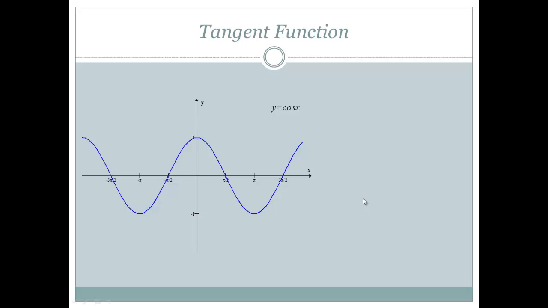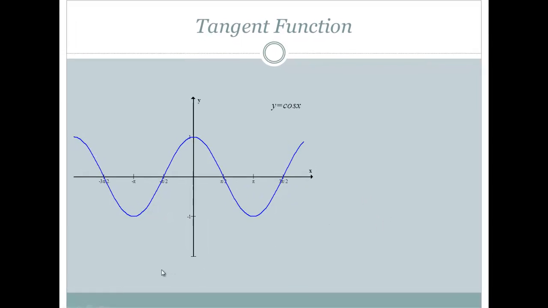In this one, I want to look at the other trigonometric functions. We're going to pay particular attention to the tangent and the secant functions, and then I'm going to ask you to do the same thing that we're going to do in this video for the cotangent and cosecant functions. Okay, so let's get started and let's look at the tangent function.